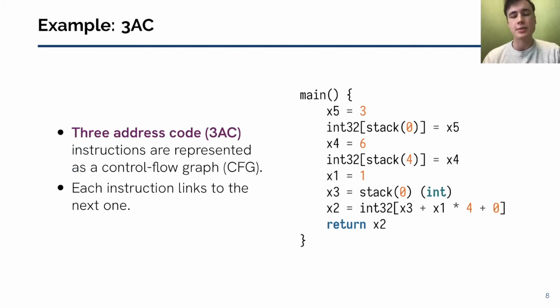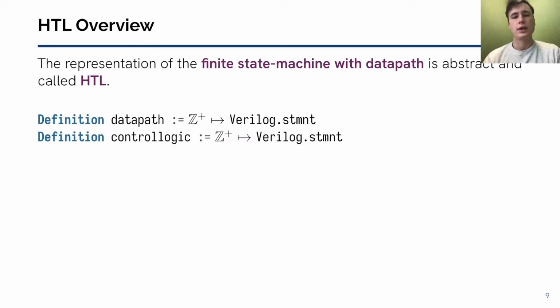3AC is basically just a control flow graph representation of the program where each node is an instruction. And each instruction then links to the next one. Now looking at a quick overview of HTL.